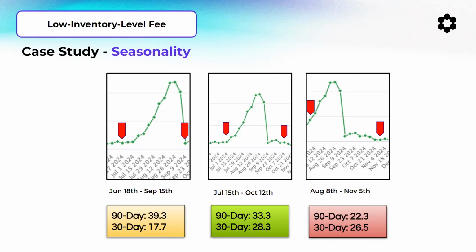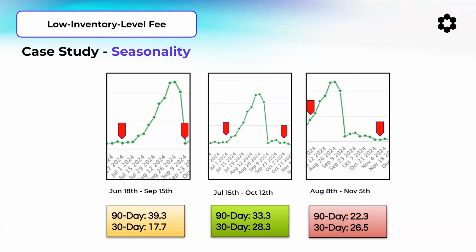We look at then toward the beginning of our season, and then after our season has ended, moving into about a month after, right? We're looking at July 15th to October 12th. We're fine still. In this scenario, our 90-day supply is over 33 days, and our 30-day supply is just over at 28 days. So we're still good, right, in this scenario. Where we start having problems is when we're looking at coming out of our season, but still not getting over the peak of our season.